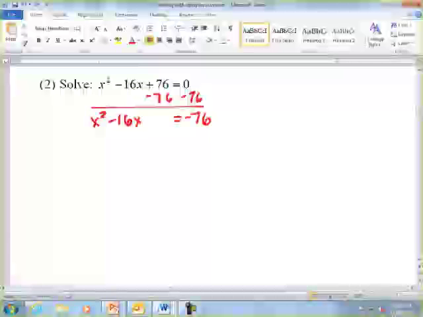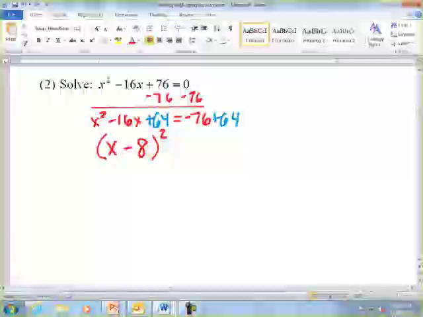Then we need to fill that gap with our special number. What is it going to be in this problem? 64. Take half of the middle term and square it. Half of 16 is 8. 8 squared is 64. Add 64 to both sides. Factor. How does this factor? x minus 8, all squared.